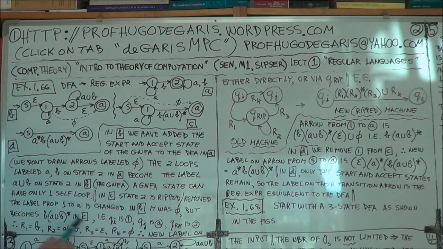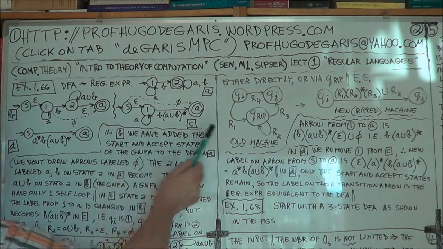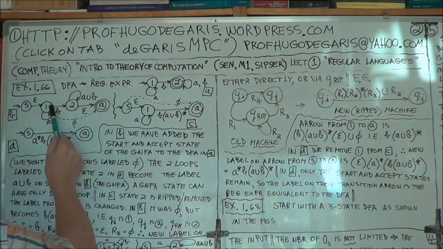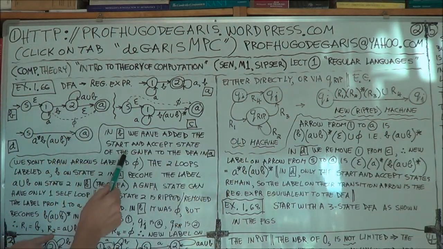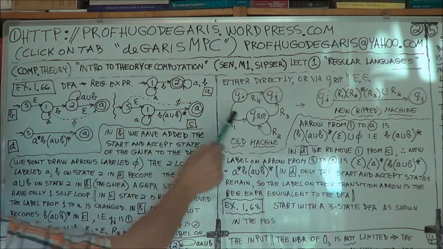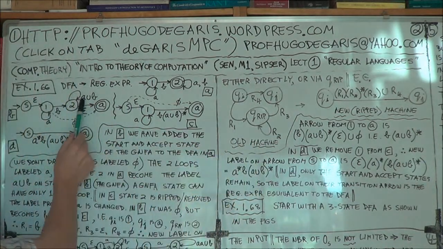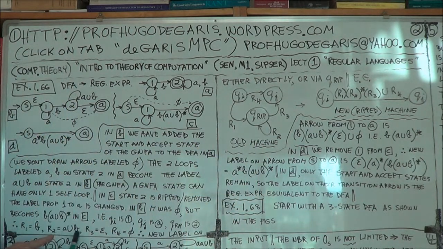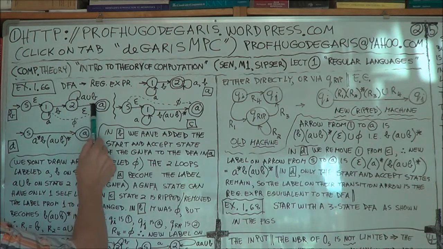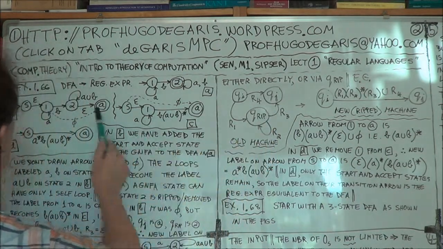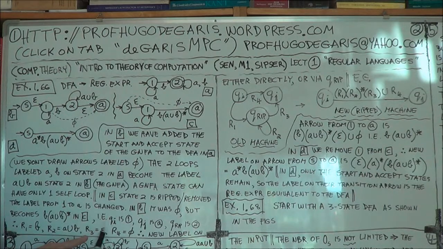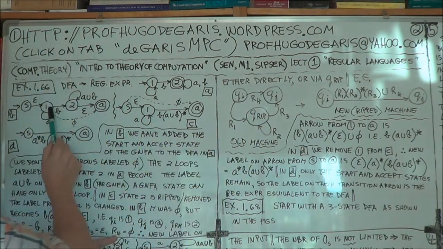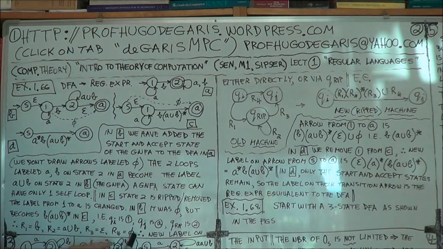This is just explaining what I've just done verbally. R1 corresponds to this one. It's B. R2, that's this one, your A union B. There it is there. R3, that's that one, that's just the empty string. And R4 between the two states, in this case, is the empty set.